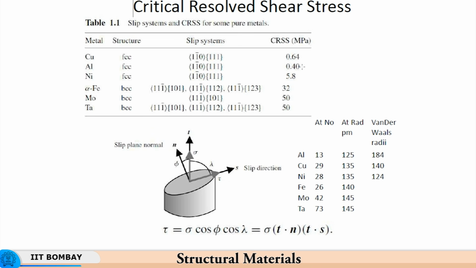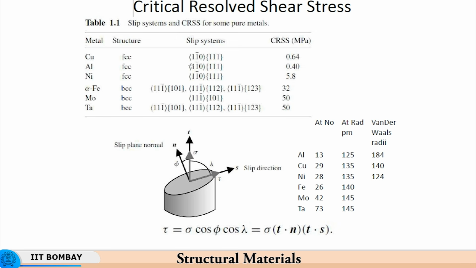Similarly, aluminum will show an even lesser strength of 0.4 MPa. Nickel will show a strength of 5.8 MPa. Now compare with iron, molybdenum and tantalum, which are body centered cubic. If you take a body centered cubic material, then you have the close packed plane, but there is no close packed direction as such in these materials, and that is the reason why the critical resolved shear stress is much higher with body centered cubic materials compared to the face centered cubic materials.